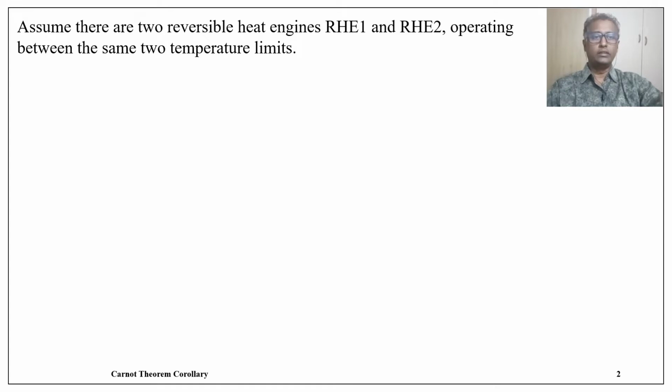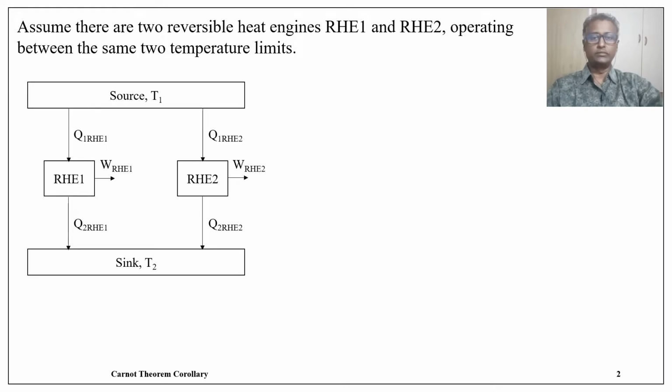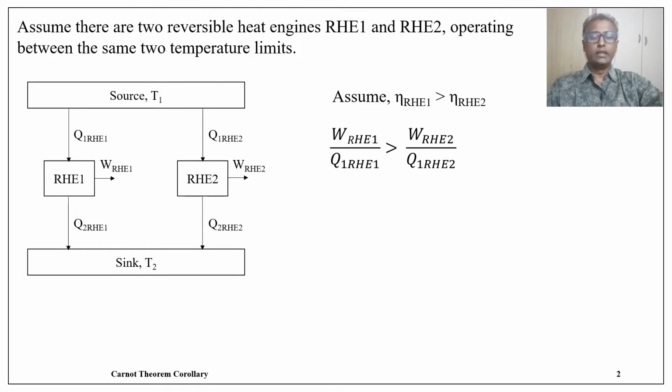Assume there are two reversible heat engines, RHE1 and RHE2, operating between the same two temperature limits. The schematic is shown here. Initially, assume the efficiency of reversible heat engine 1 is greater than the efficiency of reversible heat engine 2.